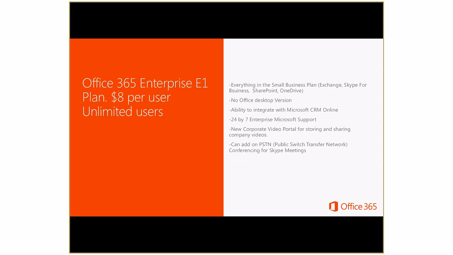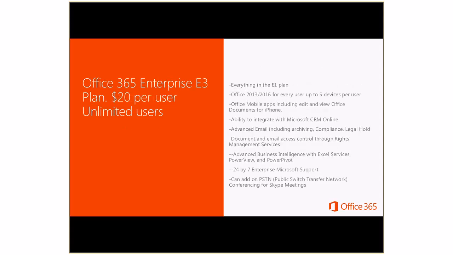There are some added benefits like a video portal, some added security for email like information rights management, as well as if you wanted to include the PSTN conferencing, you would need to be on an enterprise level plan. There's also an E3 plan, which is the same plan as the E1 plan, but it comes with the desktop version of Office, and it comes with some advanced business intelligence tools and a little bit higher support and some email archiving and those types of things.